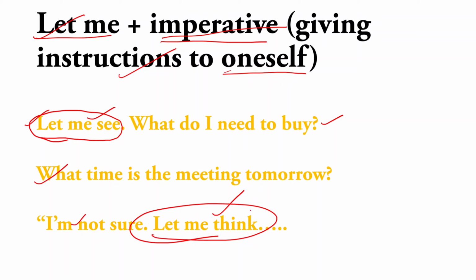"Let me think about it. I am not sure about it. What time is the meeting tomorrow?" So in such circumstances, we can use this let me plus imperative form, or imperative mode of the verb. Now let us move on to the next slide.